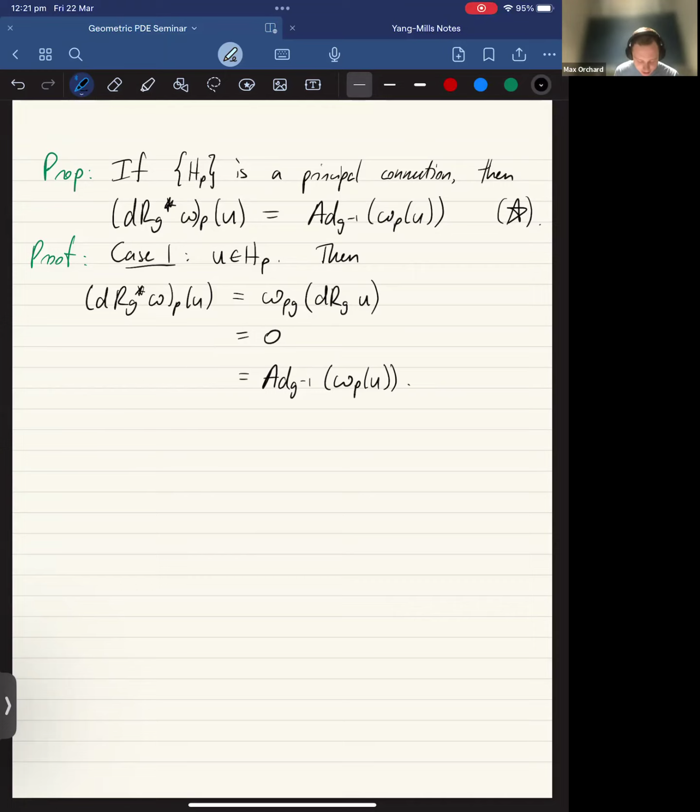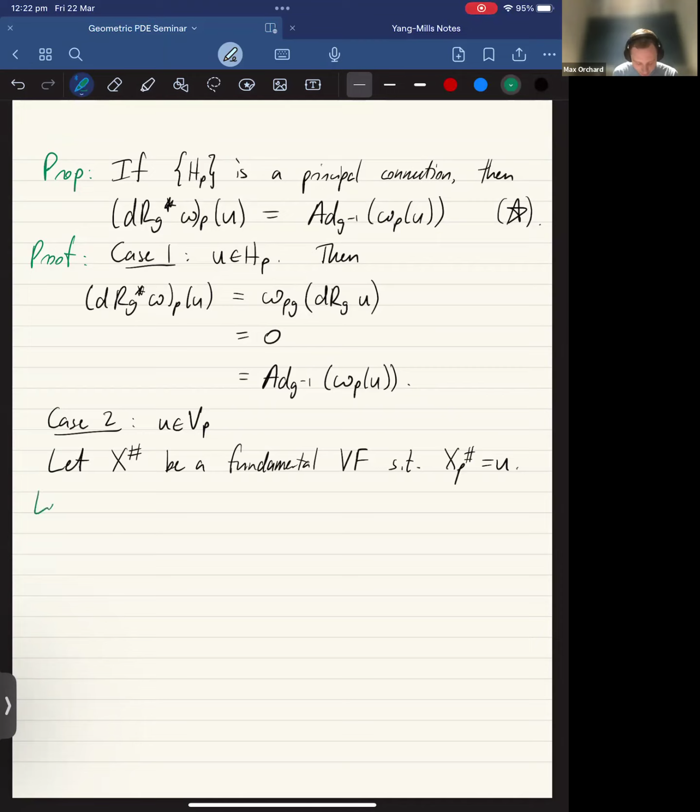In the vertical case, it's a little bit more difficult. Case 2, U is a vertical vector. Okay, now if U is a vertical vector, I'm going to define a fundamental vector field such that at this point, it's equal to U. And we know that such a fundamental vector field exists because kappa was a linear isomorphism. So it's surjective onto the vertical space.